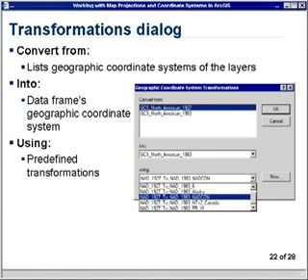The second box, the Into box, is the data frame's geographic coordinate system. In this case, it's North America 1983. And this is a pull-down box, but you should leave it where it is. You should not change it. The bottom Using box lists any predefined geographic transformations that ESRI has available that go between these two coordinate systems. In this case, NAD 1927 and NAD 1983.